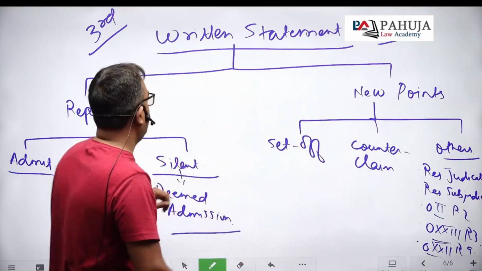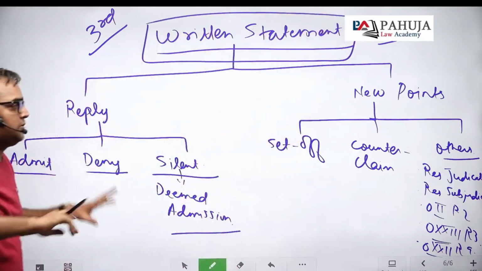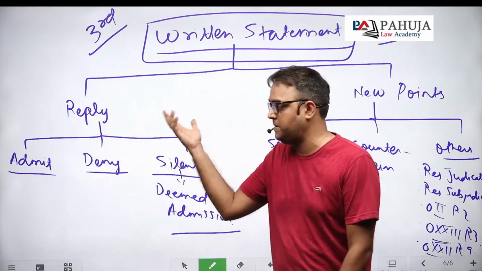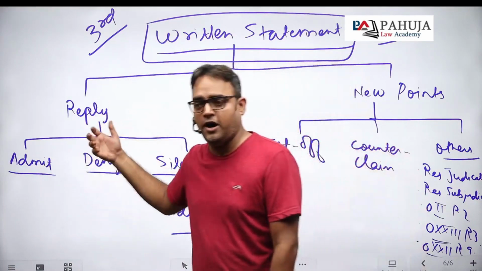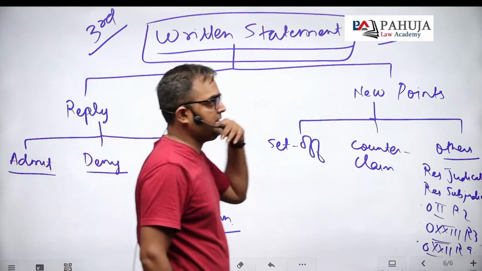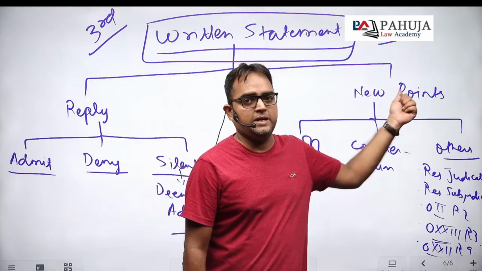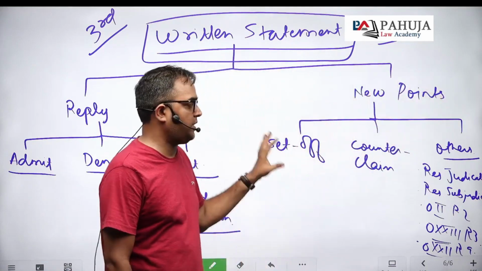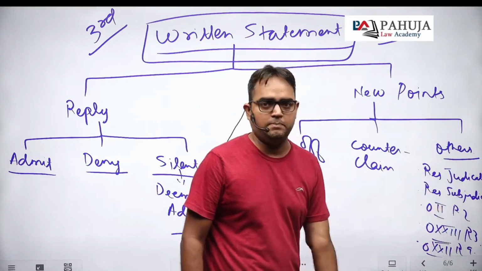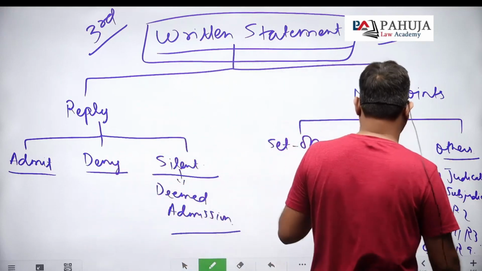So remember, I just gave you an overview of a written statement. A written statement is basically a reply to the allegations made in the plaint, which may be an admission, which may be a denial, or there may also be silence, which is treated as admission. But the written statement need not be confined to the allegations made in the plaint. There can also be new points like set off, counterclaim, and others, relating to the maintainability of the suit. So that is basically the overview of the written statement.